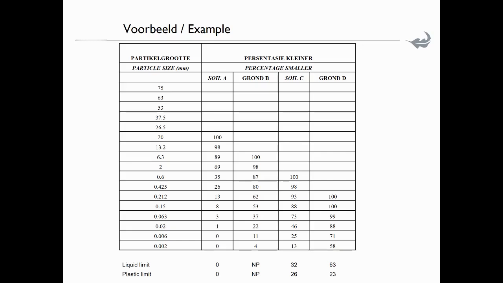So if we look at this table, soil A, B, C and D. Soil A, we've seen before, actually we've seen this list, 100% of the particles is less than 20 millimeters and 1% is less than 0.02 millimeters. The liquid limit is 0 and the plastic limit is also 0. Soil B is non-plastic, that's what the NP stands for at the bottom. And then soil C has a liquid limit of 32 and a plastic limit of 26.